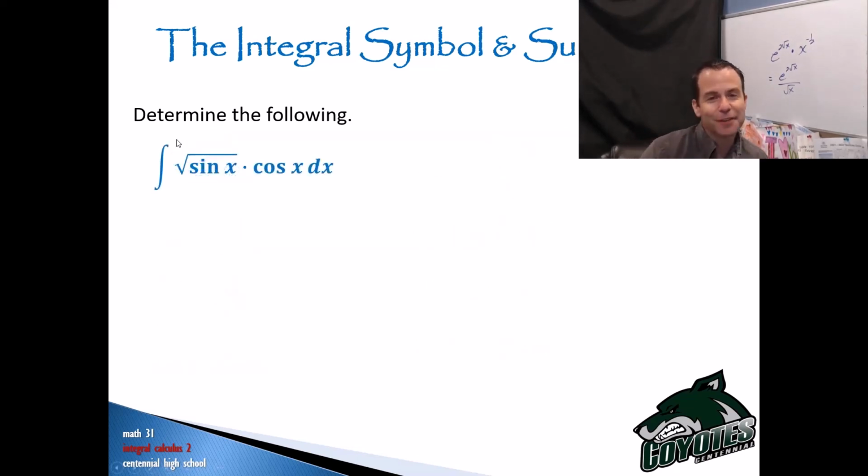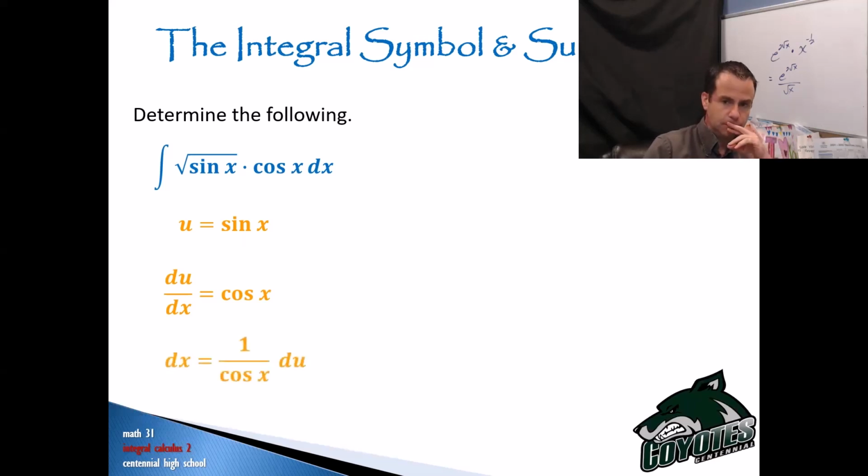The integral of the root of sine x times cos x. So for my substitution, I'm going to take u and call it sine x. I know that the derivative of sine x is cos x, which then also means if I want to rearrange this so that dx is by itself, dx will be 1 over cos x du. Okay, so I go to start my integration.